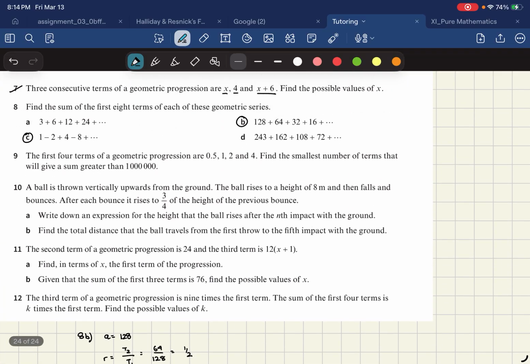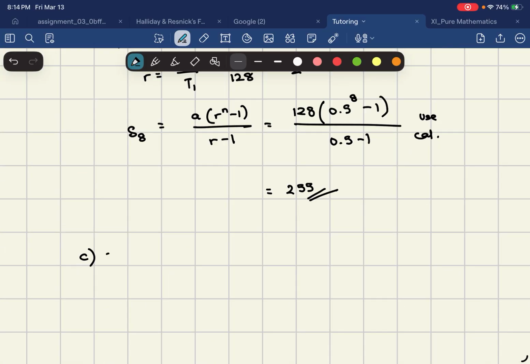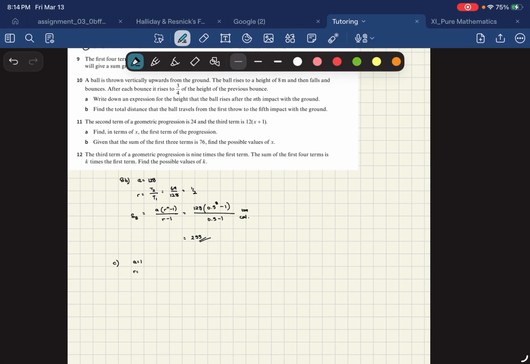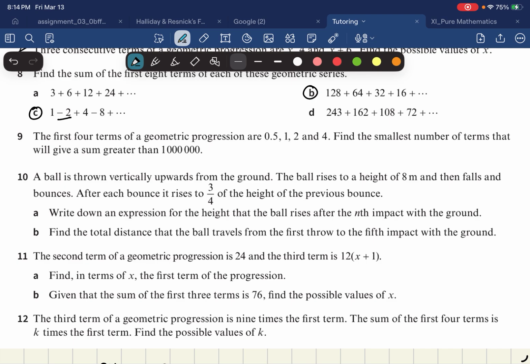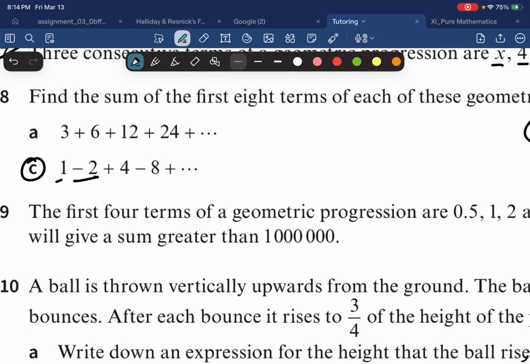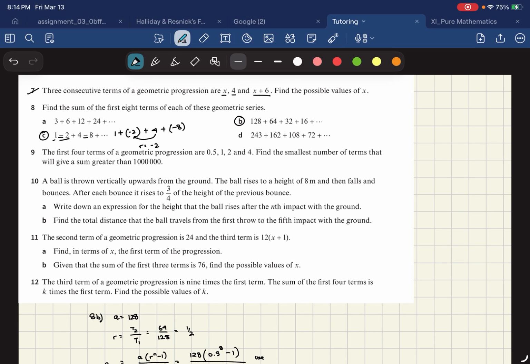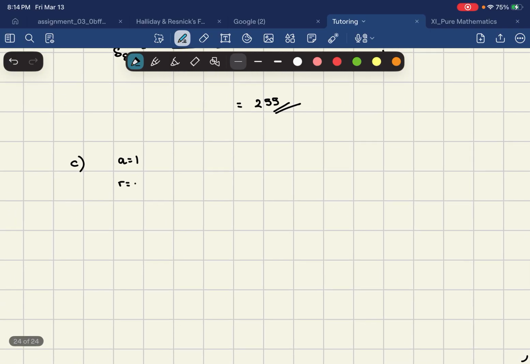Let's do 8c. So your a is just 1, right? And your common ratio, r, is negative 2 divided by 1. So how do you want to think of this? Well, this is just plus of minus 2 plus 4 plus of minus 8. So that's why plus minus was giving you minus here, right? So it's basically the common ratio is just negative 2. 4 divided by negative 2 is negative 2. Negative 2 divided by 1 is negative 2. So r is negative 2.